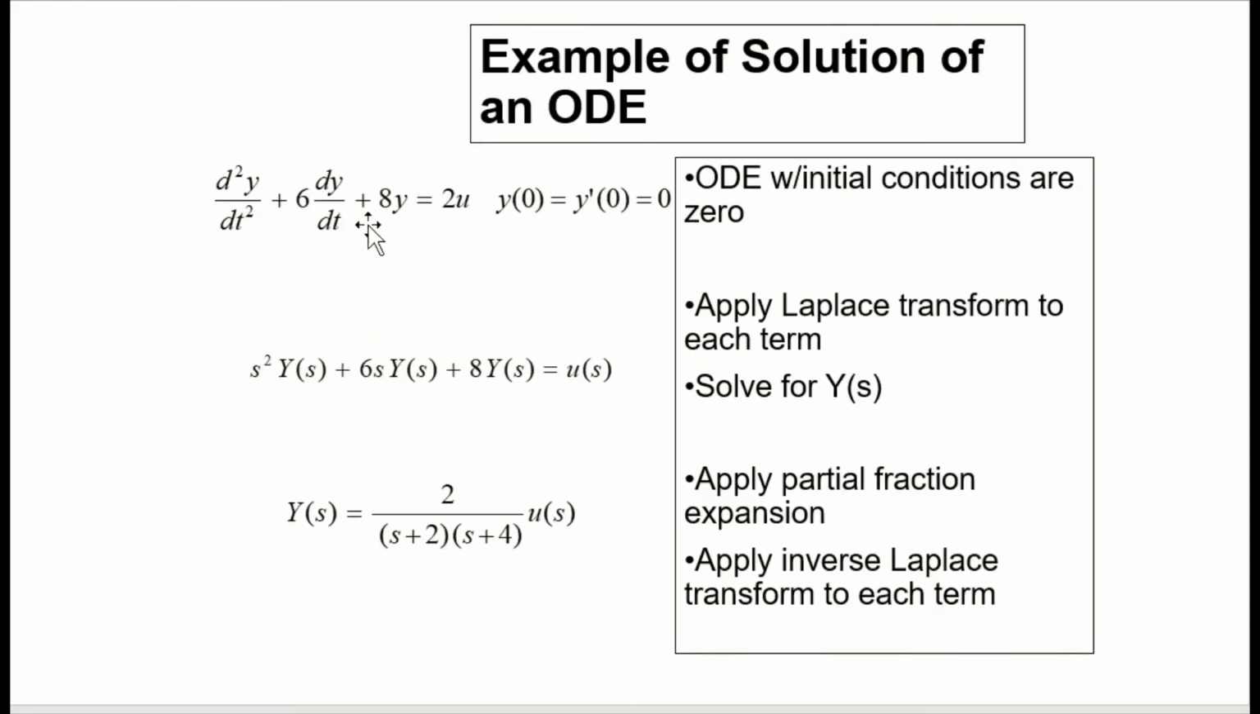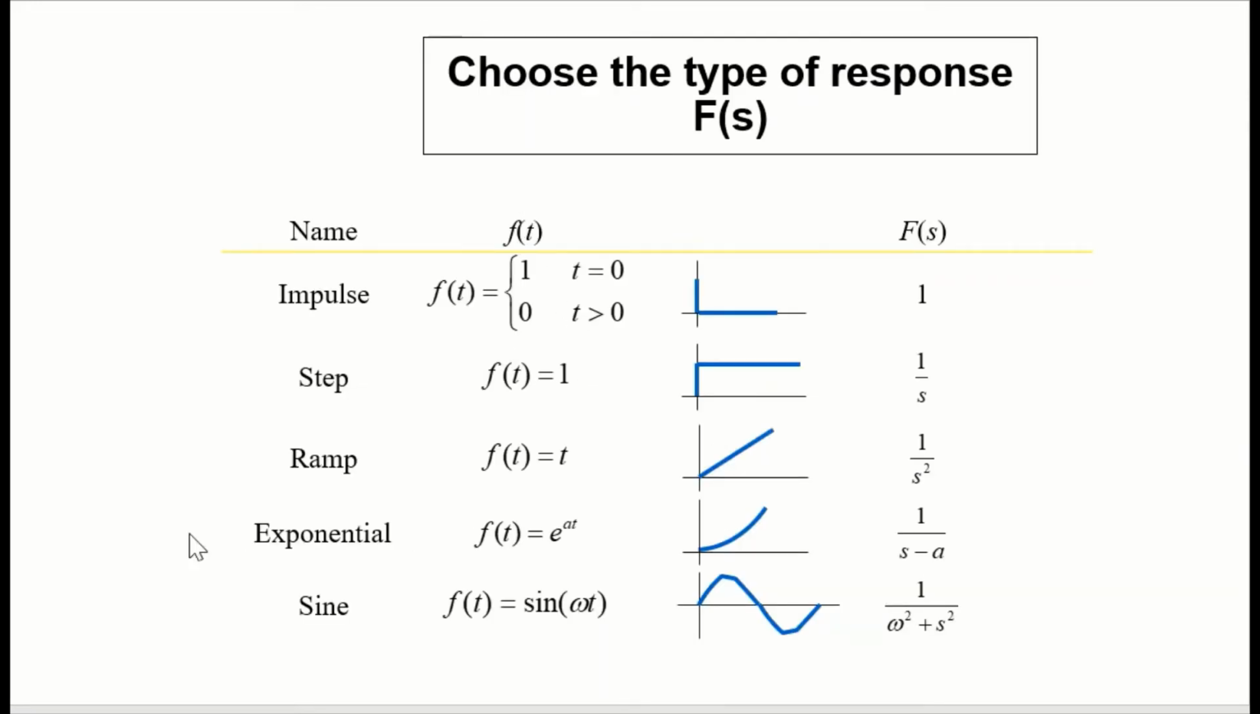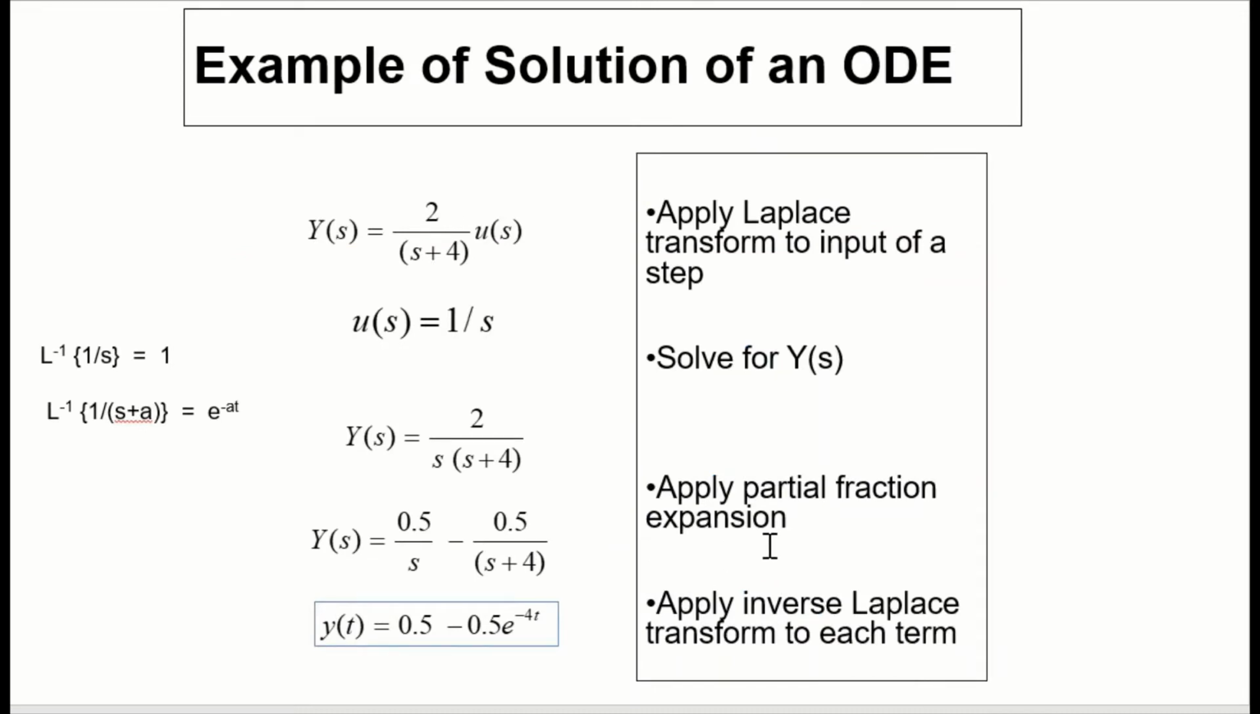Just to remind ourselves about transfer functions, if we have a function like this, we could replace d squared by dt squared with s squared, and d by dt with s, and we could go from this to a transfer function. Then just remember our types of input as well: impulse, step, ramp, exponential, sine. The one that tends to be used most of the time is the step, which is 1 over s. This is used 90% of the time, the step response. So let's take a simple example.